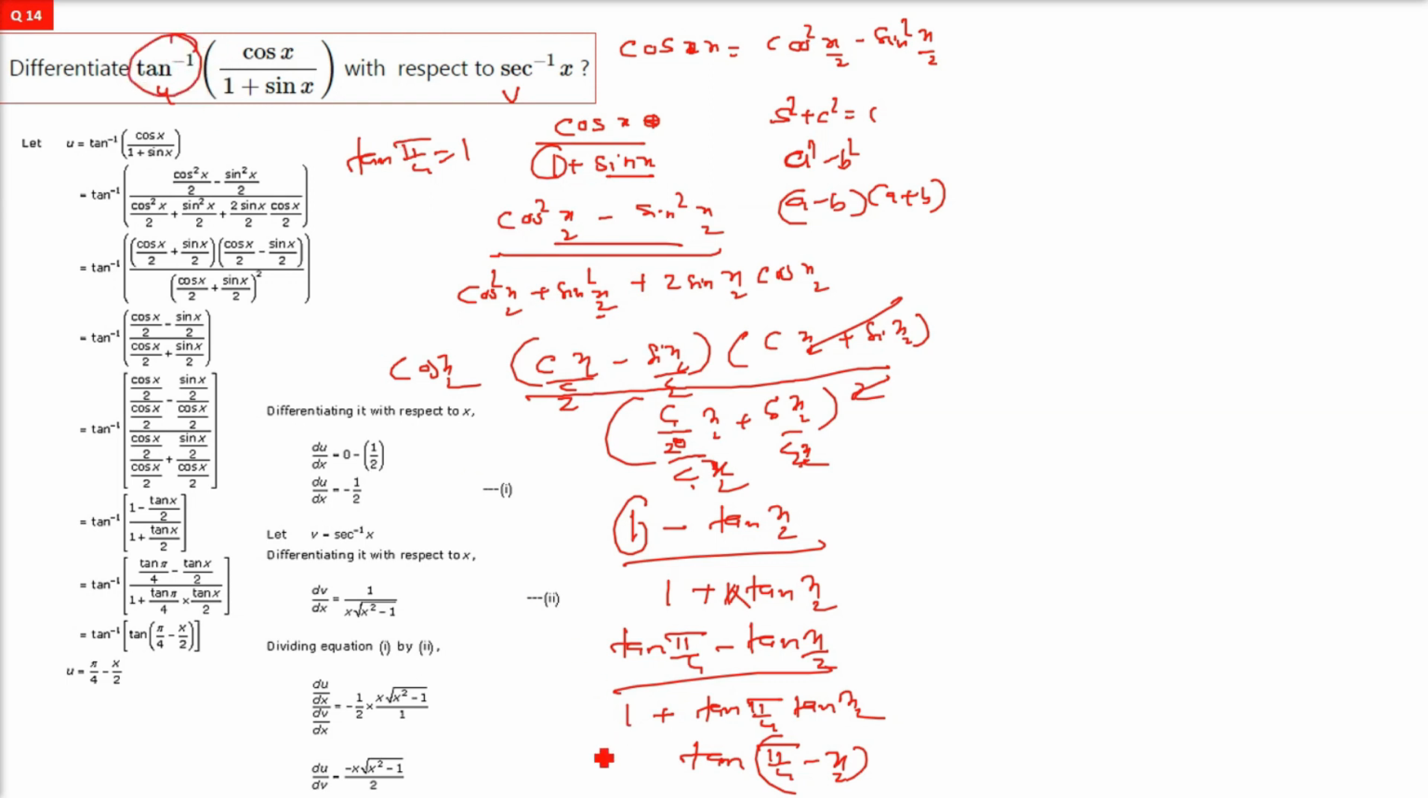Okay. So we started from here. Tan inverse of inside cos x by 1 plus sin x. So tan and tan inverse you can cancel. U is finally pi by 4 minus x by 2.